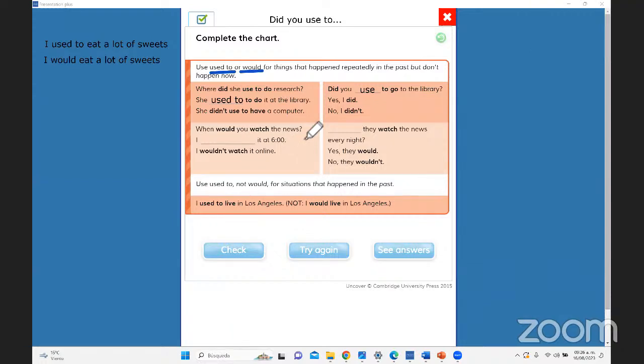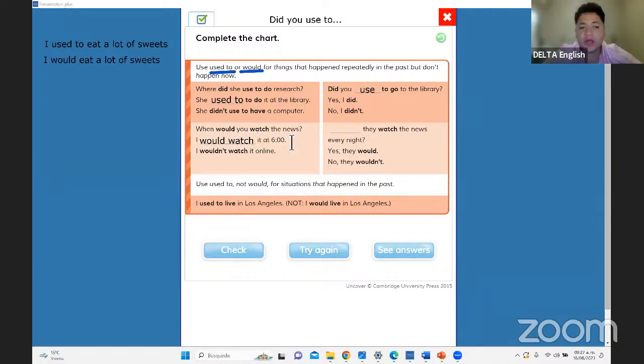When will you watch the news? I will watch it at 6 a.m. or I will not watch it online. Perfect. So I would watch. Good. Entonces yo lo que quiero es que aquí entiendan esto, que used to y would se refieren a lo mismo. Si tú dices I would watch, en este contexto sería solía ver las noticias a las 6.